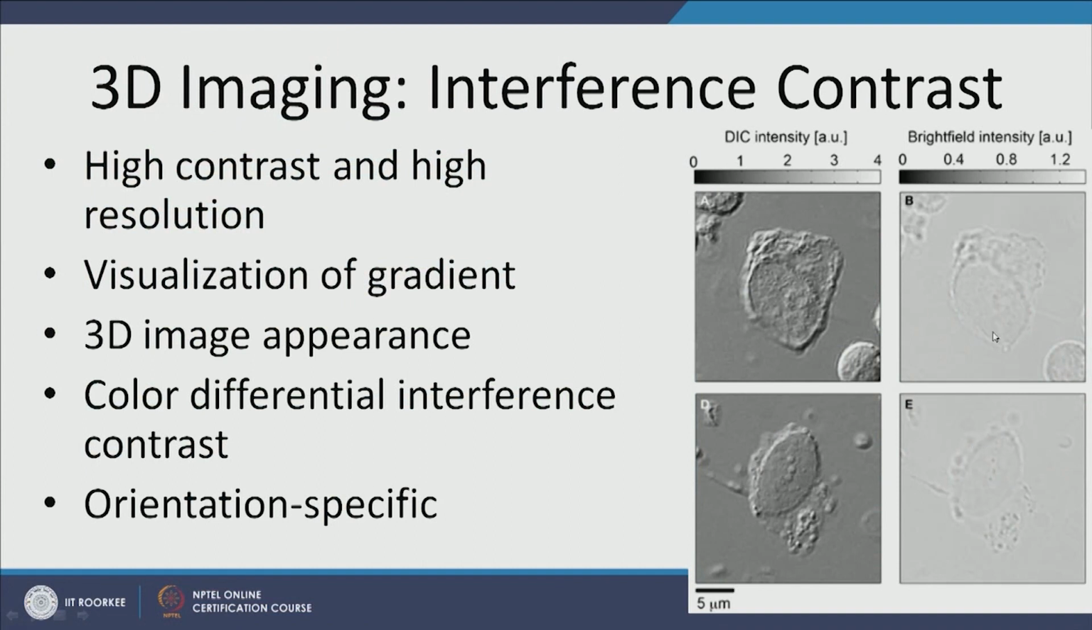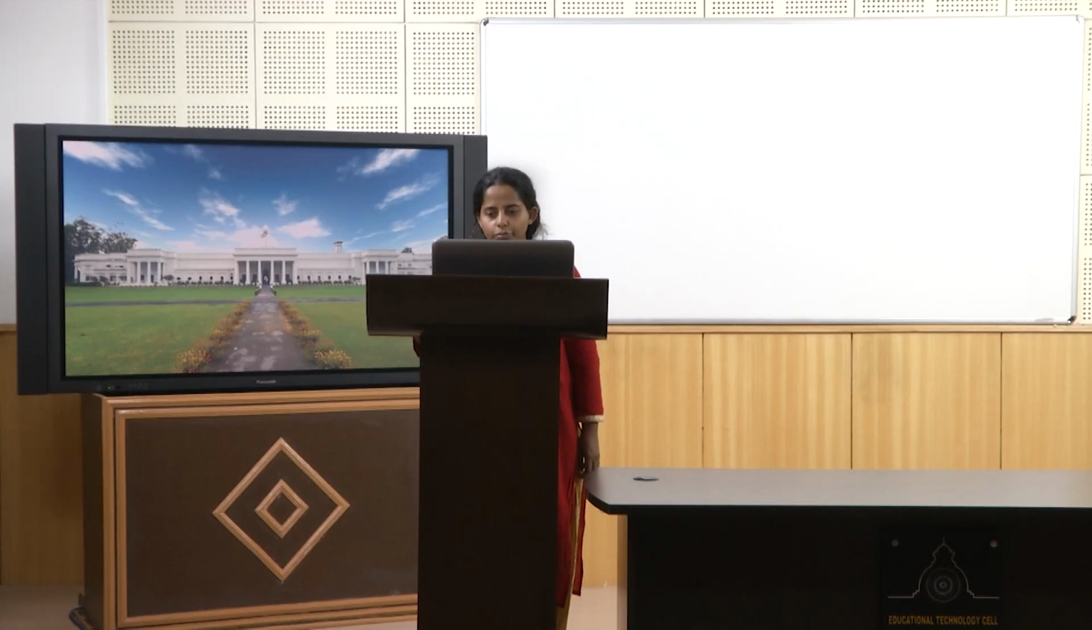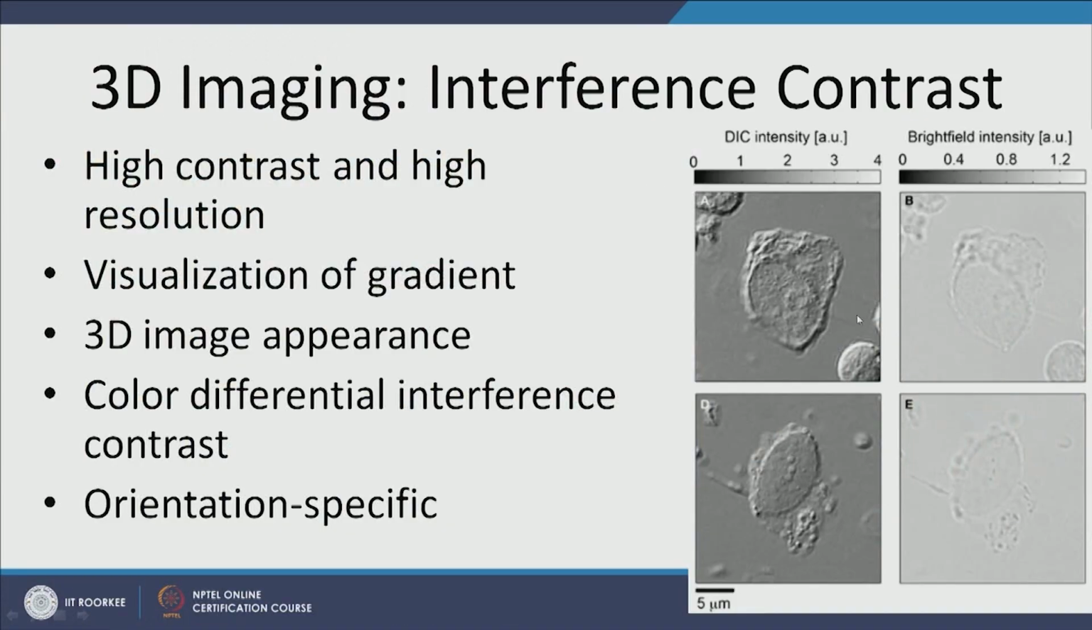Same slide, same cell, observed under DIC, that's differential interference contrast. We notice the ridges and the gradient of the cell, where it rises and where it ends, and it gives us a clearer picture of the cell morphology. So note both higher resolution and higher contrast, and the beautiful 3D appearance that we can observe here. If we use different panels and different filters in our DIC microscope, we can generate color contrast as well. And as you can see, because it's 3-dimensional microscopy, it is orientation specific, so something that we see from one side may appear very different from the other side.